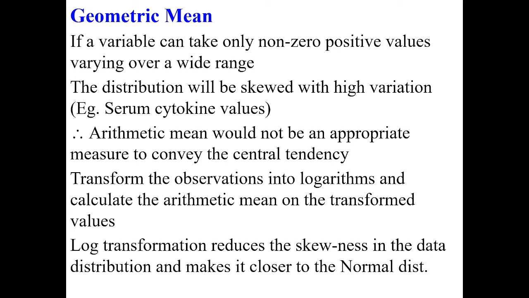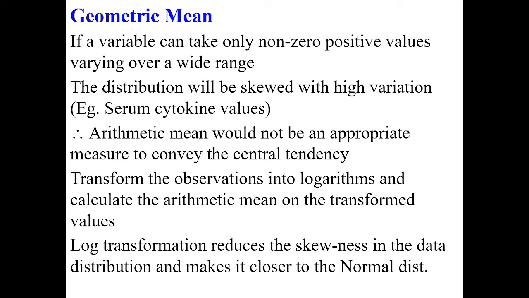For example, serum cytokine values, mean will be about 500, standard deviation will be about 700 or 800. That type of scenario you come across in this type of parameters. So in such a scenario, arithmetic mean would not be an appropriate measure to convey the central tendency. So what we do is transform the observations into logarithms and calculate the arithmetic mean of the transformed values.